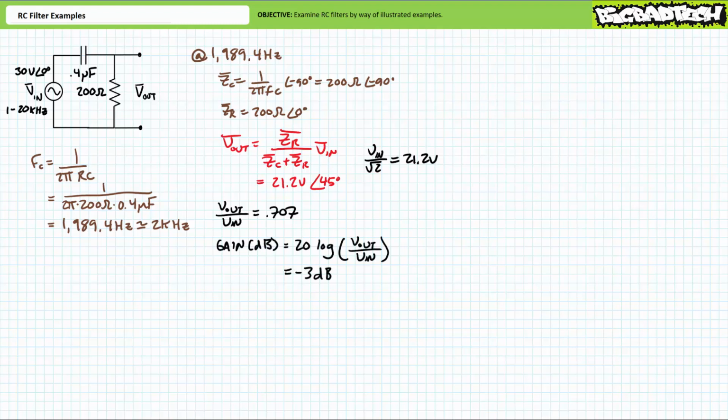Finally, gain in units of decibels equals 20 log of voltage output divided by voltage input. Substituting in our given values, we find this to be a gain of roughly negative 3 decibels. You recall a gain of negative 3 decibels is synonymous with a condition of half power. This makes perfect sense. At the critical frequency, one would expect this circuit to experience half power.